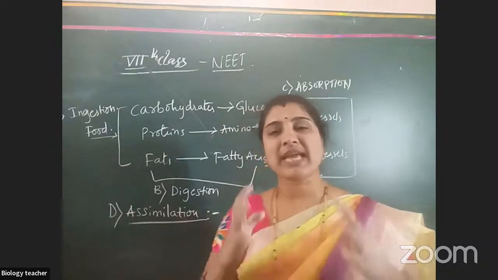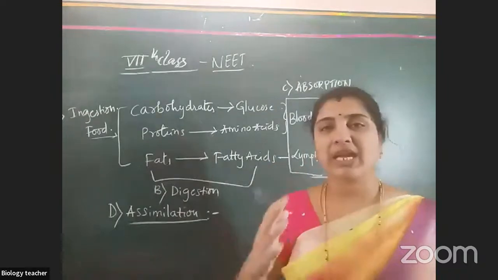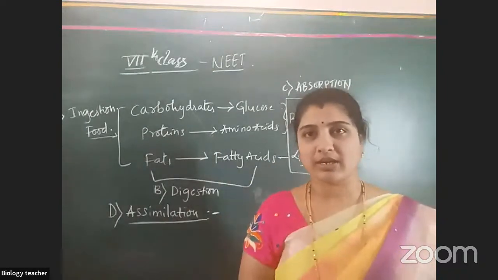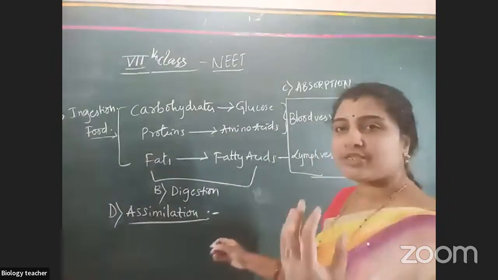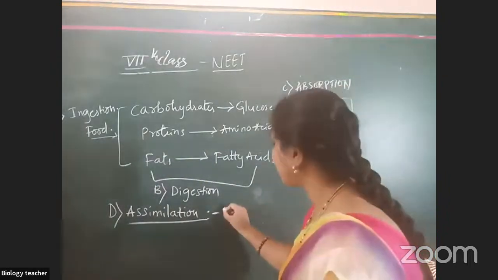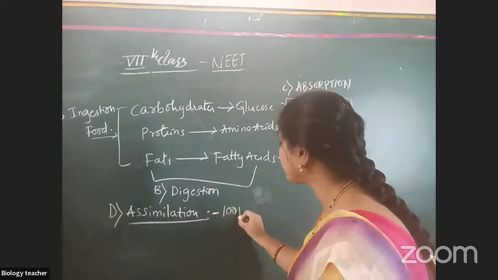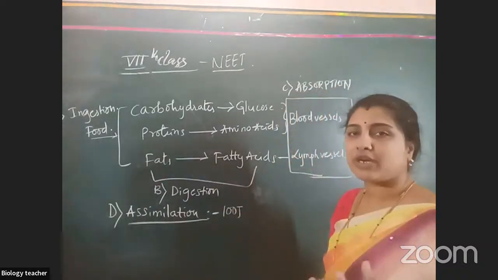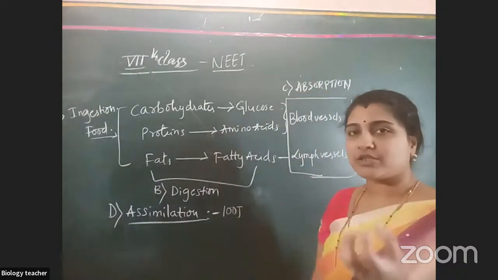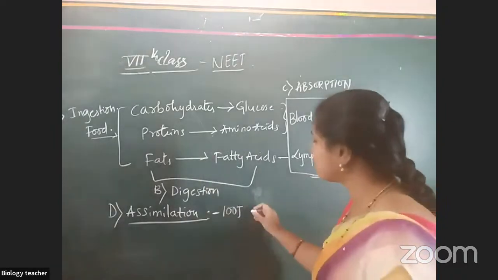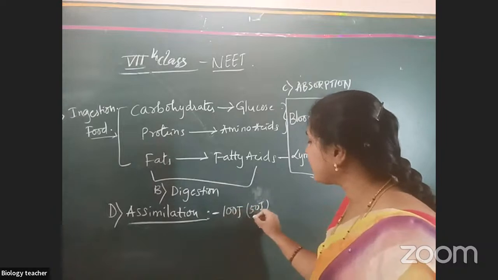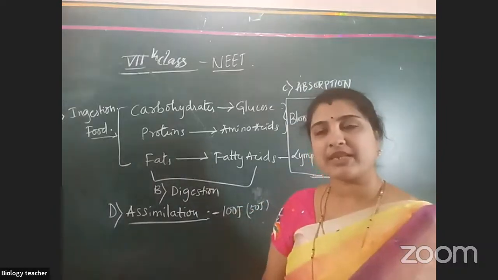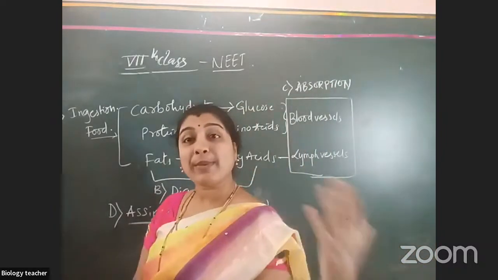So what is happening? Every time the energy will not be used up totally. For example, we have eaten some food, and how much energy is produced? 100 joules of energy is produced. J is the unit. 100 joules is produced, but we have used only 50 joules. 50 joules completed. How much remaining is present? 50 is present. So that is stored in other parts.